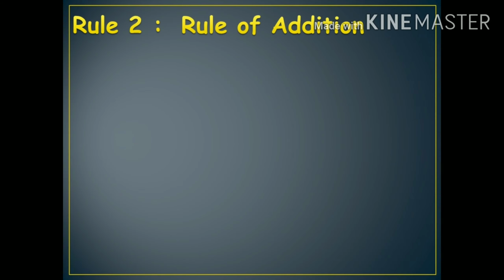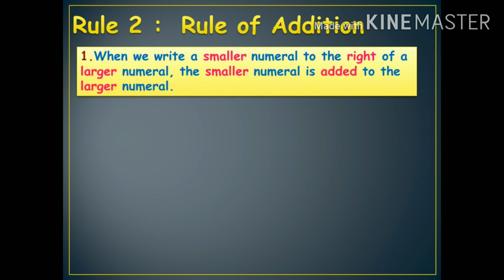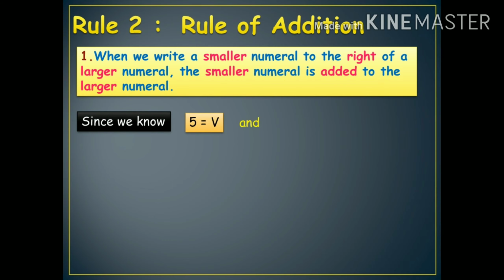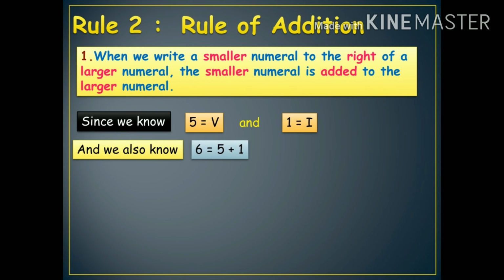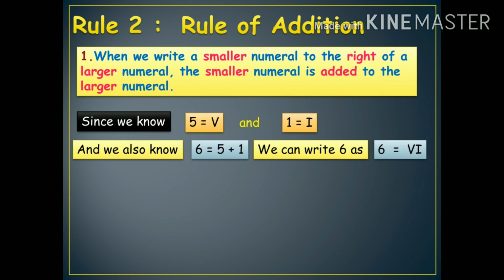Rule 2. Rule of addition. When we write a smaller numeral to the right of a larger numeral, the smaller numeral is added to the larger numeral. Since we know 5 is equal to V and 1 is equal to I, and we also know 6 is equal to 5 plus 1, we can write 6 as V plus I, that is VI.